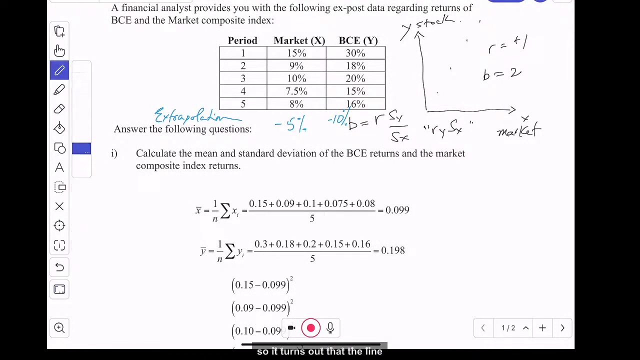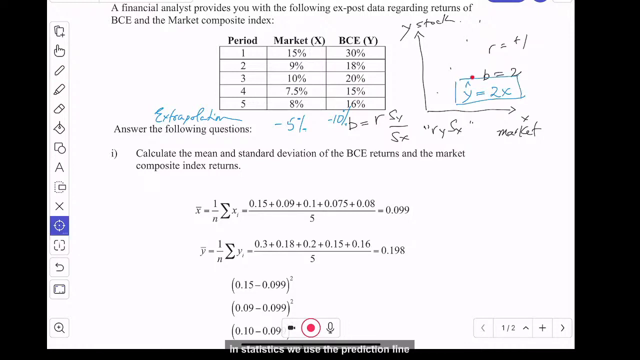So it turns out that the line, which I'm not so focused on, but the relationship would be a line that looks like this, and in statistics we use the prediction line with a hat on it rather than the line in mathematics, because this line should only be used in the range of the data. It shouldn't be used outside. So I put the hat on there to signify that. It's a statistical line, estimation line, prediction line.